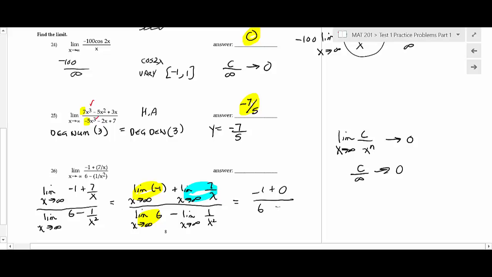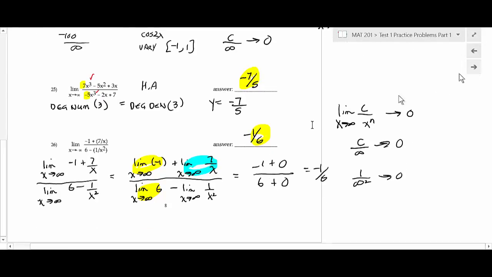This one's also going to go to 0. It's the same structure. You've got 1 over infinity squared, so it's 1 over infinity, and it still goes to 0. So that means when you do the arithmetic, that's -1/6. So this would be the solution, the answer, and how you get that limit figured out.